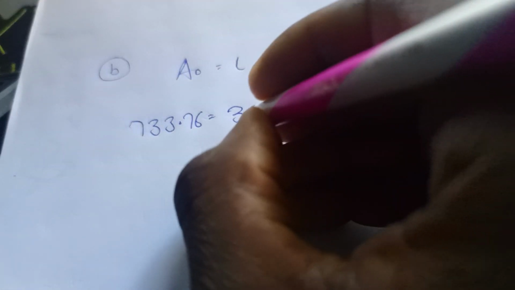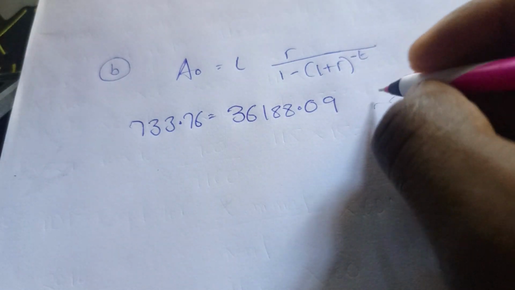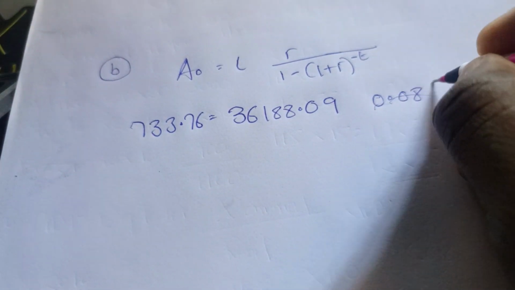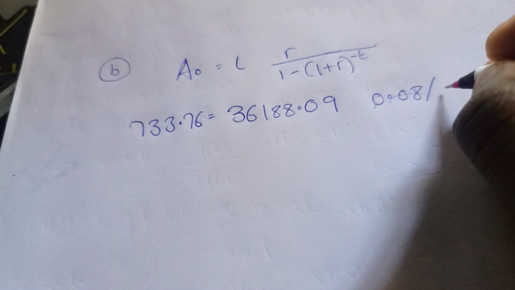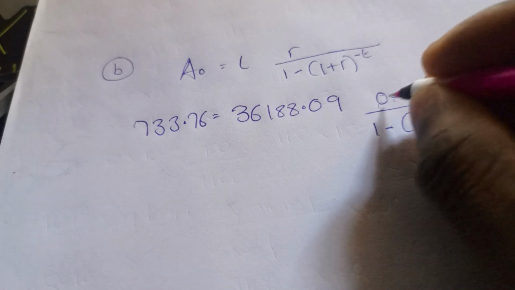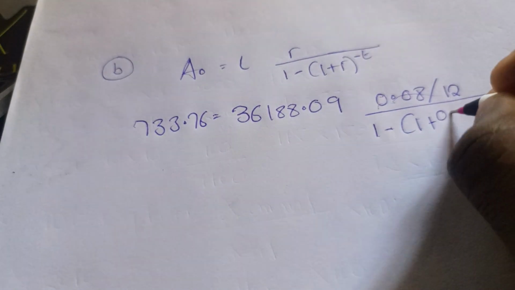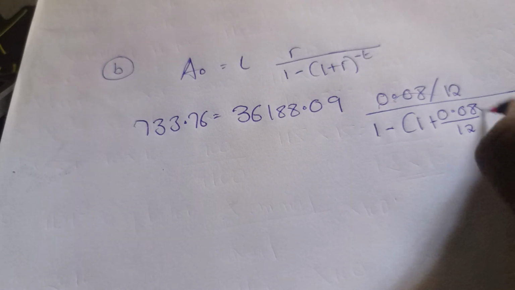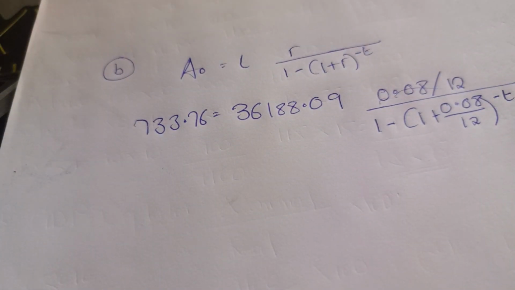So we just replace in our formula where we have the loan which was being repaid, which is 3,188.09. The monthly repayments are 733.76. Where the rate, we convert it to a decimal, it becomes 0.08. Then they said monthly payments, where we divide this by 12. 1 minus 1 plus, where r is just the same which is on top, 0.08 divided by 12, then we power to negative t like that.